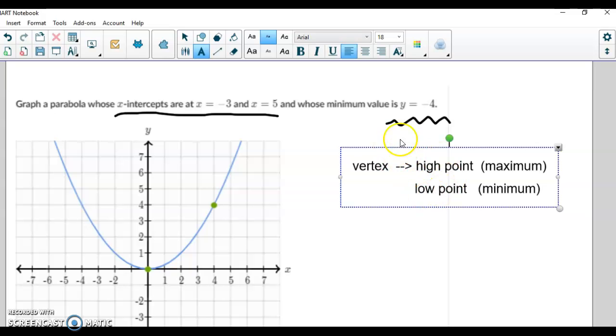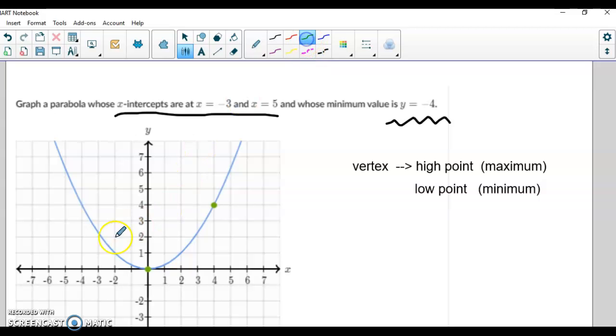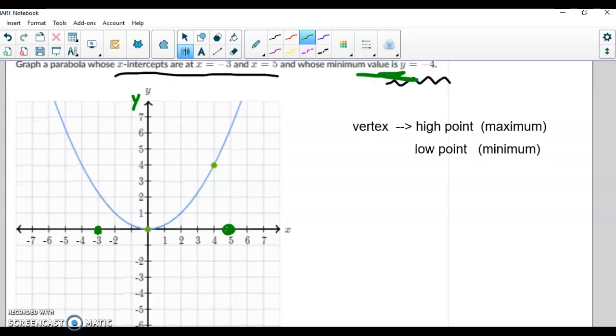So just to kind of visualize what those things mean. The x-intercepts are -3 and 5, so let's draw that. So -3 is here, and 5 is here, and the minimum value is where y is -4. I can't read. Okay, -4. So we want to look at the y-axis all the way down here. The minimum value is at -4. So that means at that -4 value, your parabola is going to go down here.